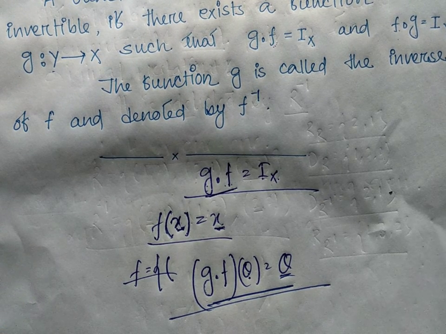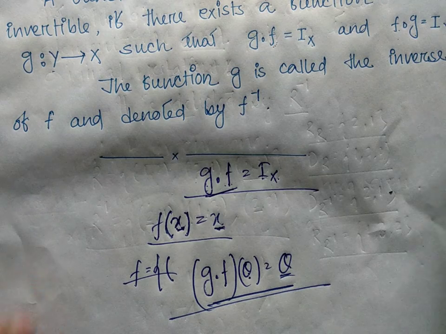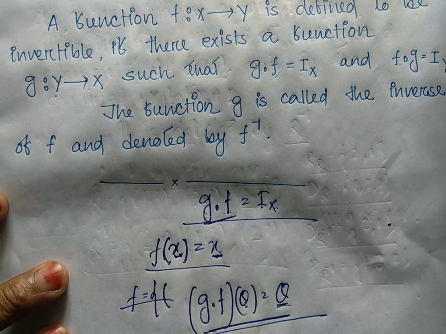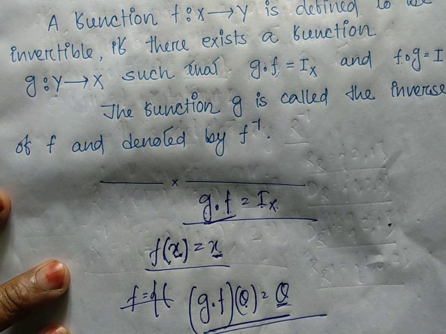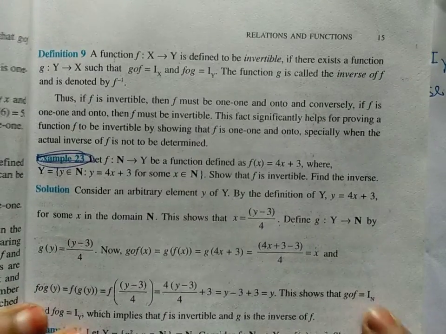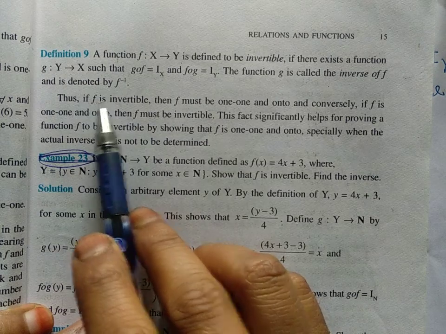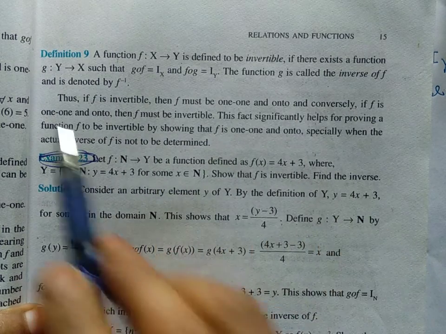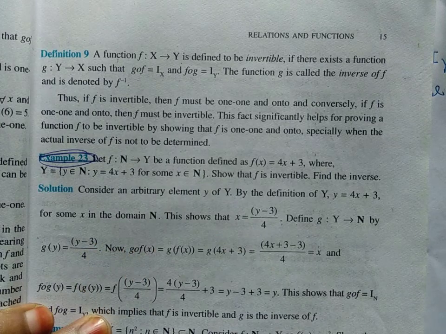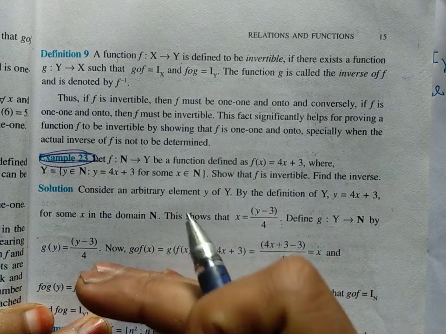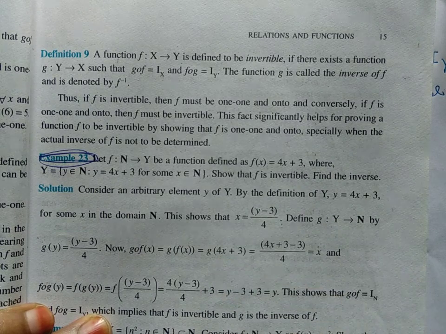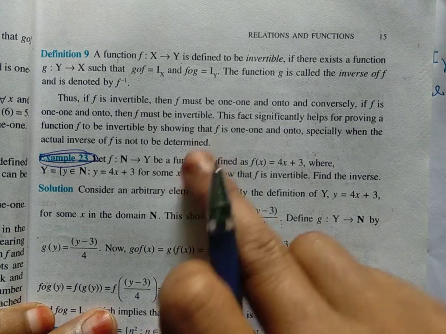So let us discuss one specific question where we'll try to find out the inverse of any function. Now listen. In your NCERT textbook, one specific line is there. The line is this one. If f is invertible, then f must be one-one and onto, and conversely, if f is one-one and onto, then f must be invertible. Both the conditions are satisfied. If a function is one-one and onto, then it will be considered invertible, and if a function is invertible, then it must be one-one and onto.